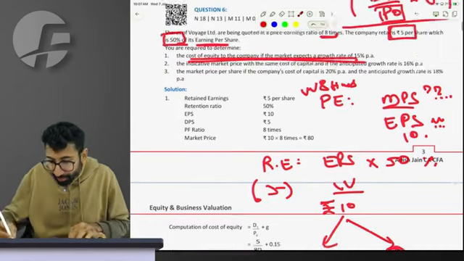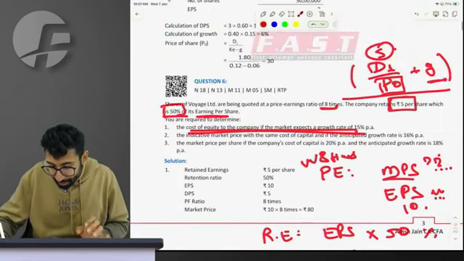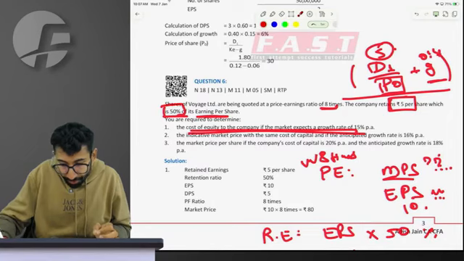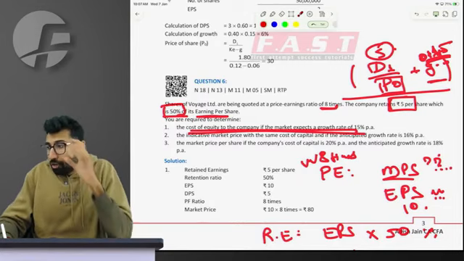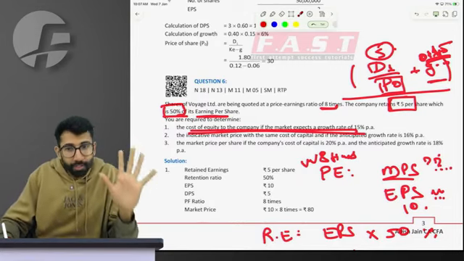Are you understanding how different data is available to me, where growth of 15%, 0.15, is directly given to me? Shall we all proceed to solve this question in the notebook?